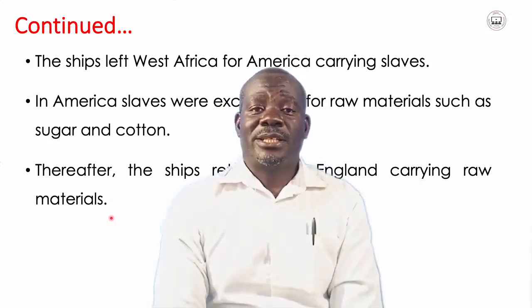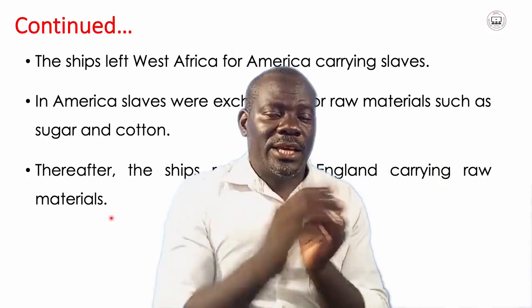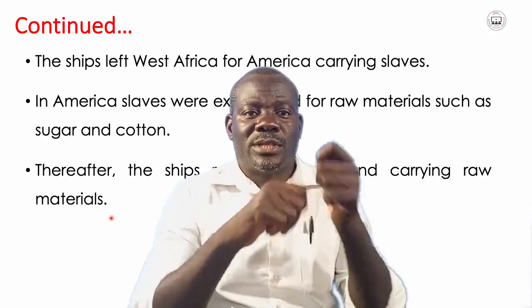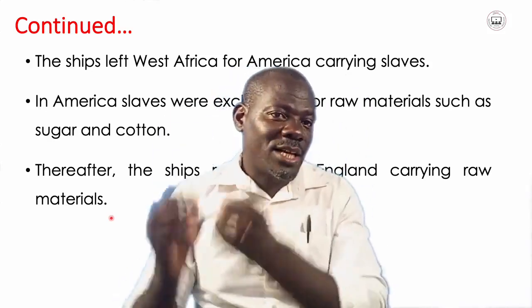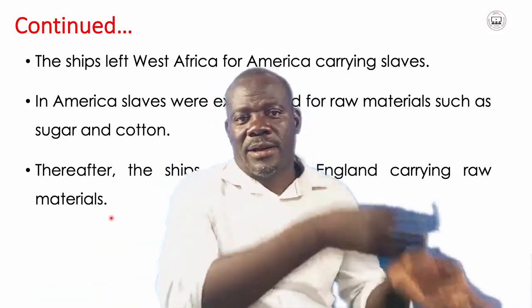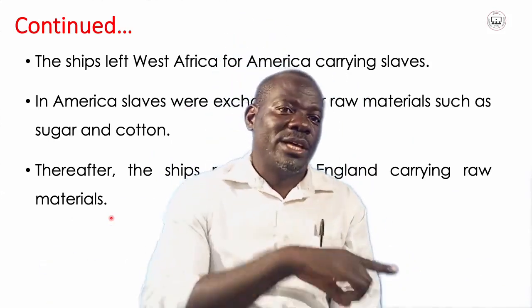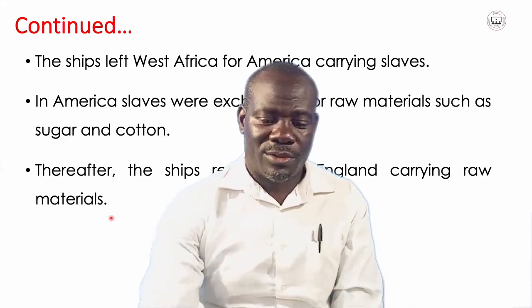What are these raw materials? Sugar and cotton. There in England, they could process that cotton into cloth, then start off again the journey coming back to Africa, get slaves to America, back home, like that. So that's why it was called the triangle trade.